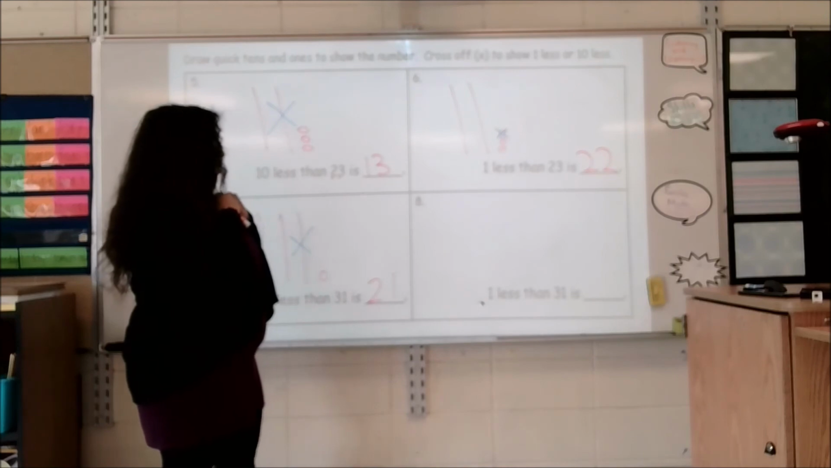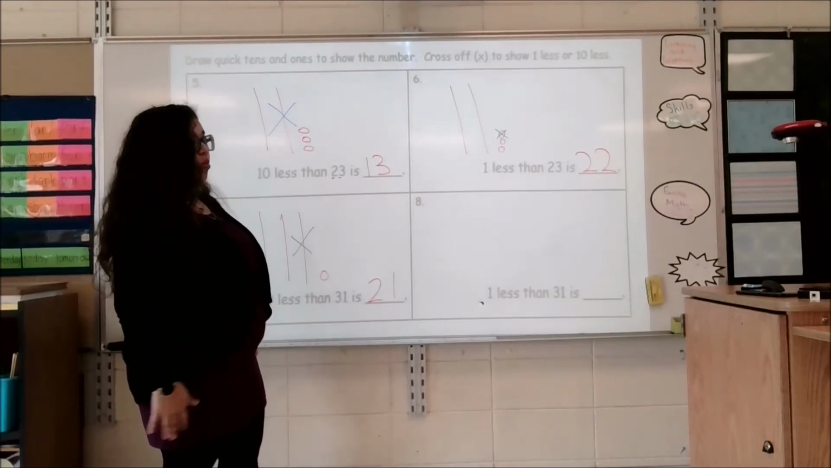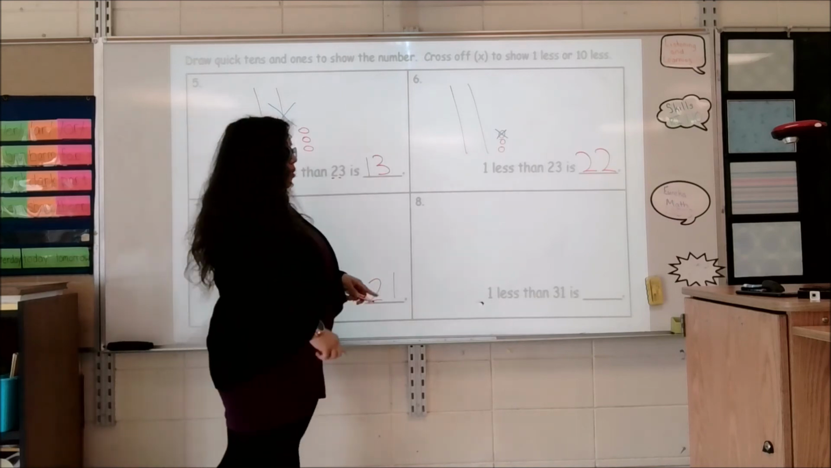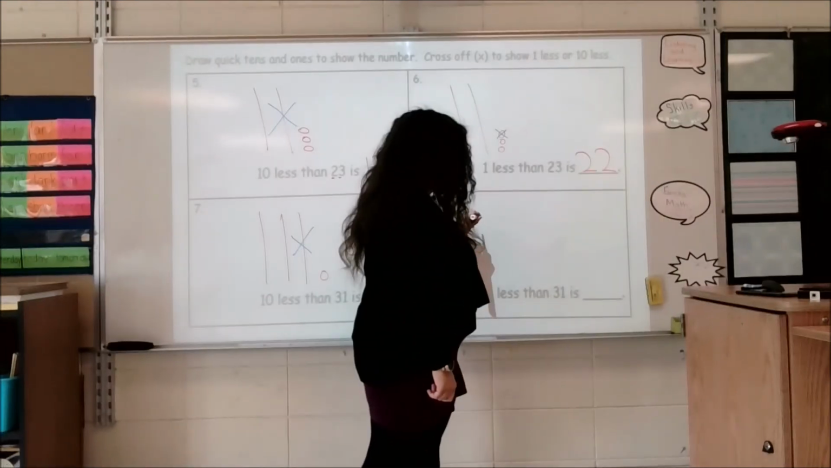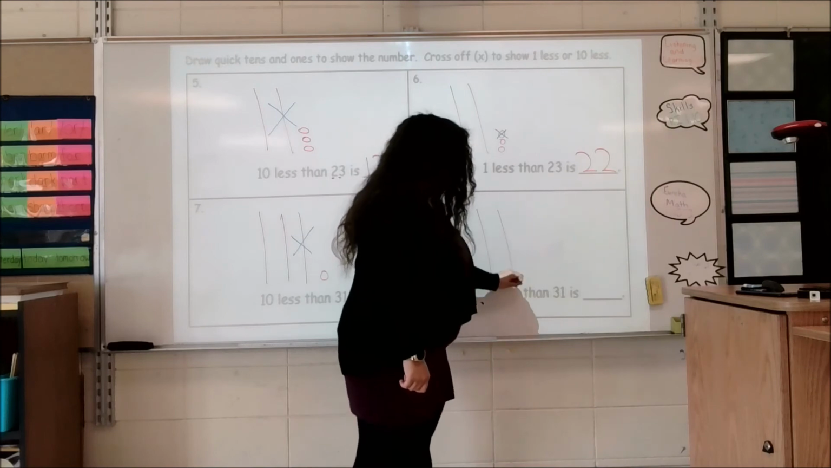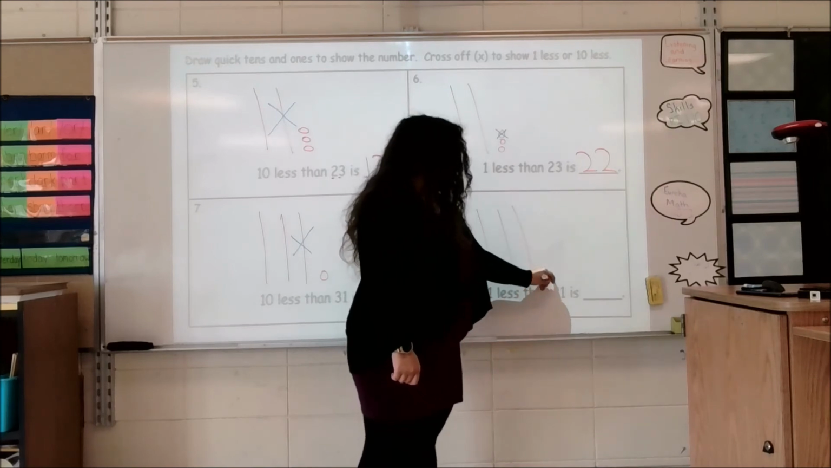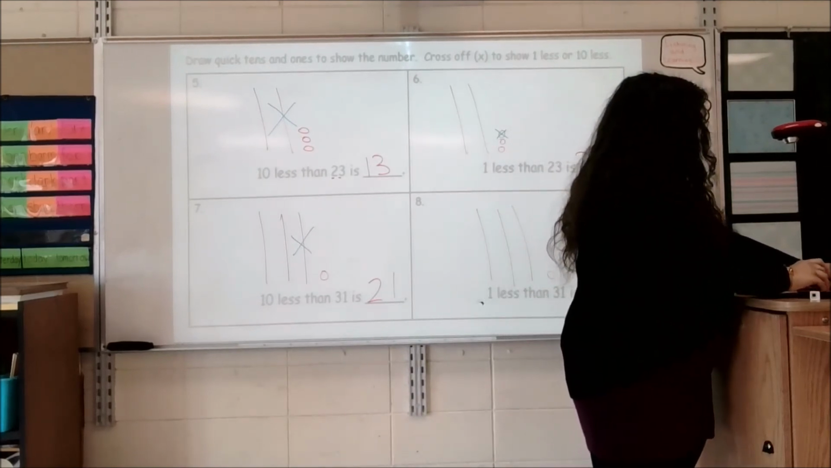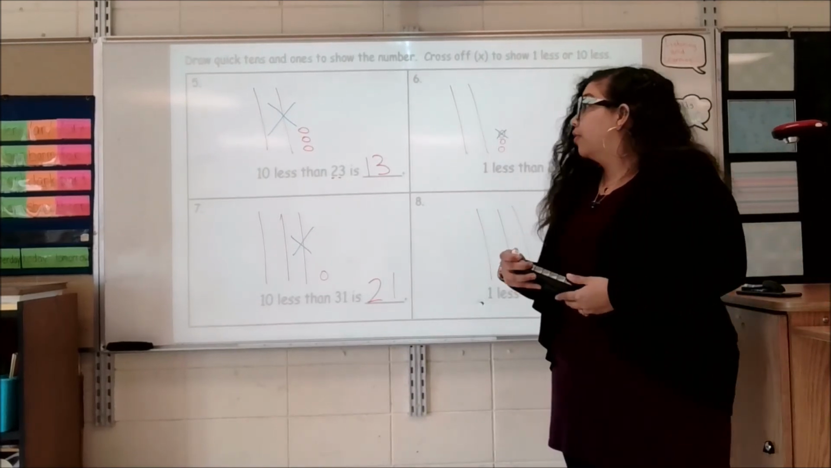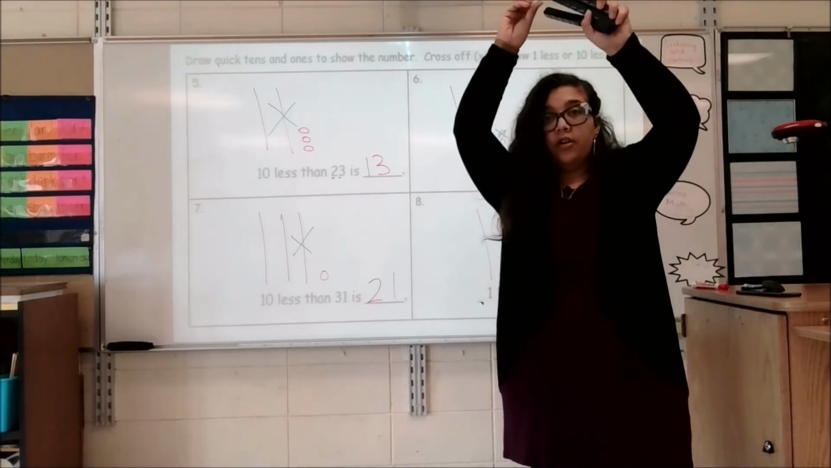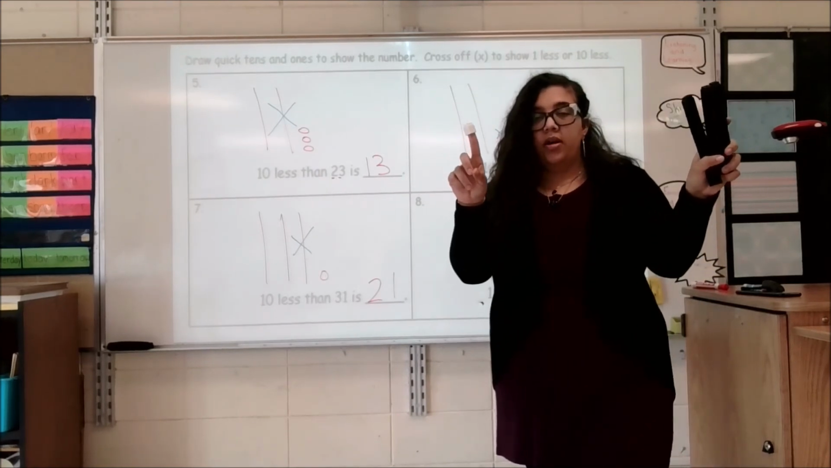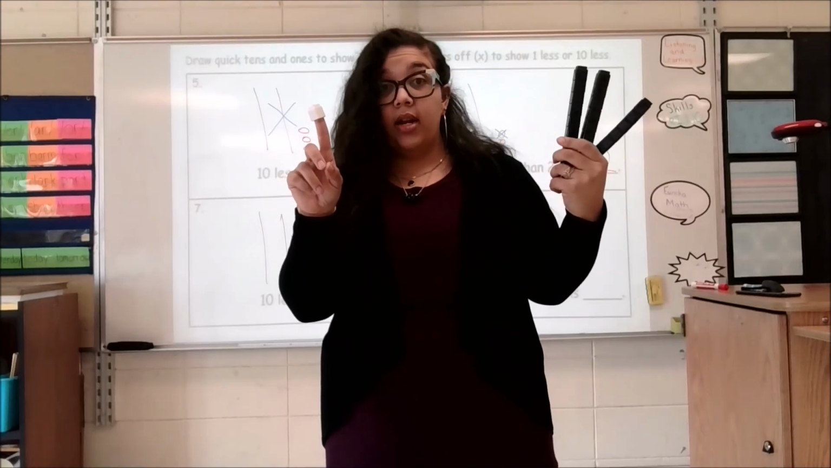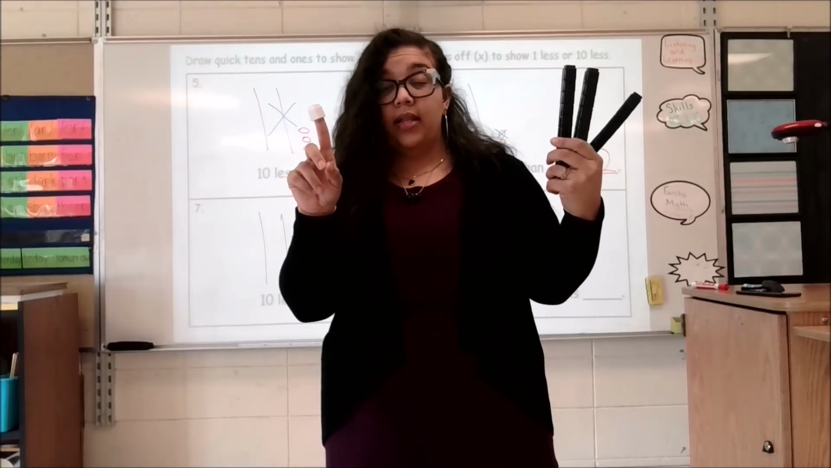All right, the next one reads, 1 less than 31 is. Let's go ahead and do what we did last time and draw 31. Okay, I'm going to show it to you again. Okay, we have 31, 31 as tens and ones. We said 1 less. Take away 1.